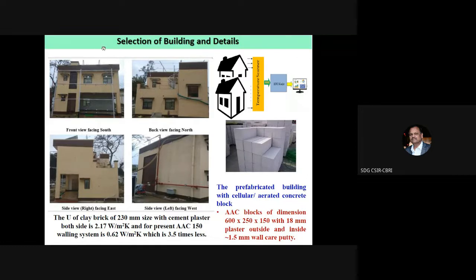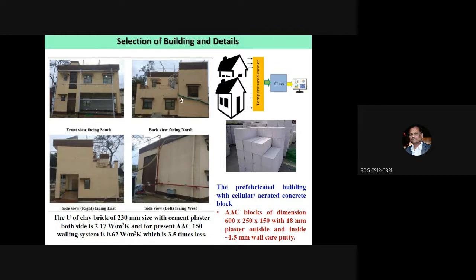So this is one particular building we have selected, which is a prefabricated RC structure building, and these are the views of that building. This particular view is the south view. This side is the east side, and this is the west side, and the back side of this one is the west side. So these are the four views of that building.